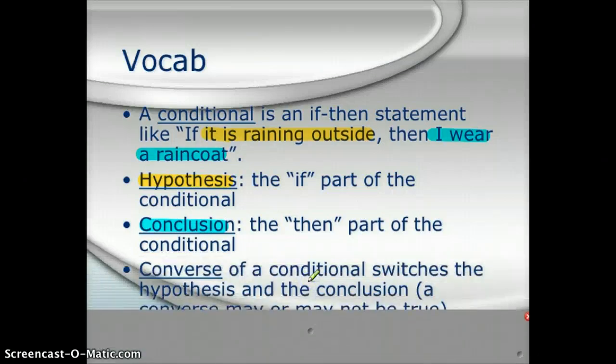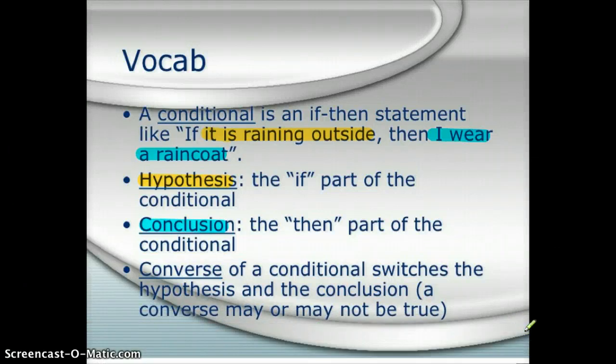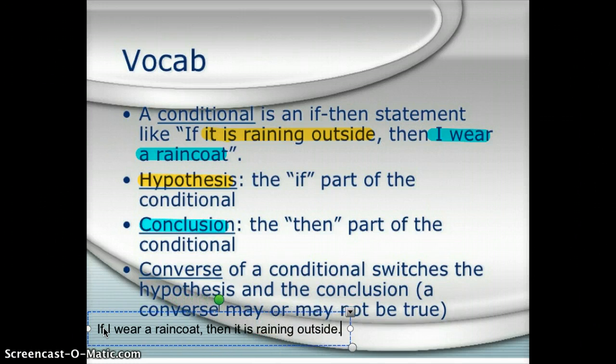The converse of a conditional switches the hypothesis and the conclusion. Okay, so it switches the if and the then. So let me go ahead and do a little bit of typing here and see if I can squeeze it in. So in this case, if I was going to put the converse of this one, I'm switching the if and the then. So I'd have: if I wear a raincoat, then it is raining outside. Okay, so that is my converse this time. If I wear a raincoat, then it's raining outside.